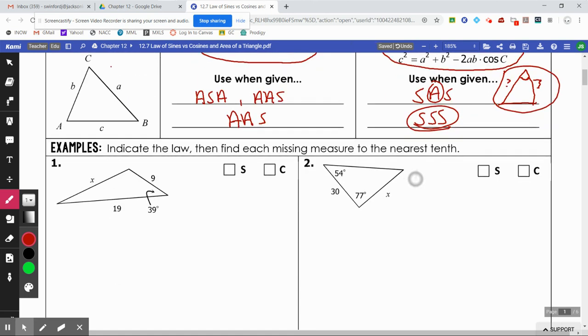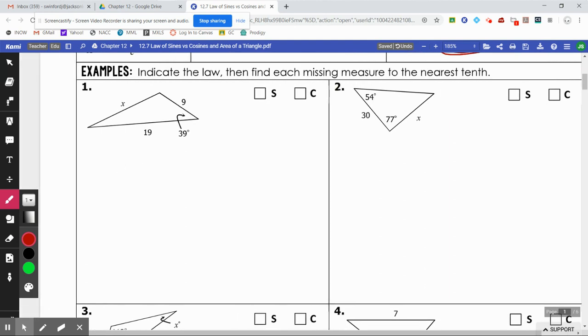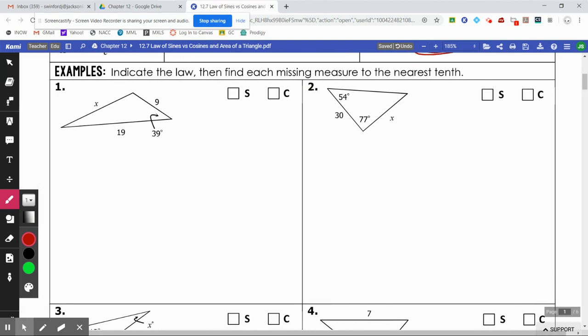What I would rather you do, though, is just attempt law of sines. If law of sines works, then use law of sines. It's hands down much easier than law of cosines. So number one says indicate the law and find the missing measures. So let's see if we can use the law of sines.